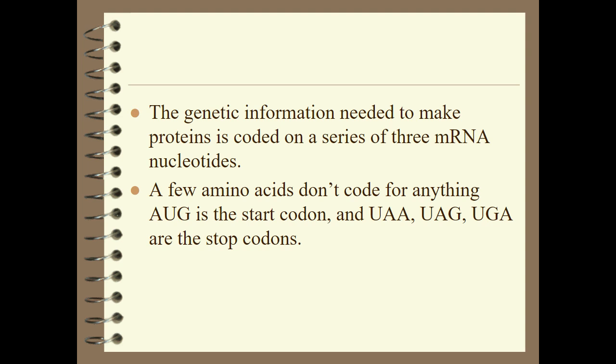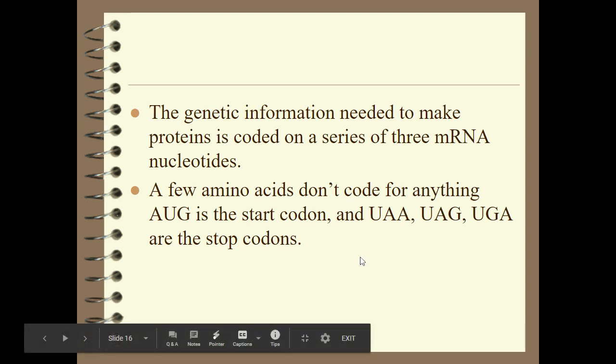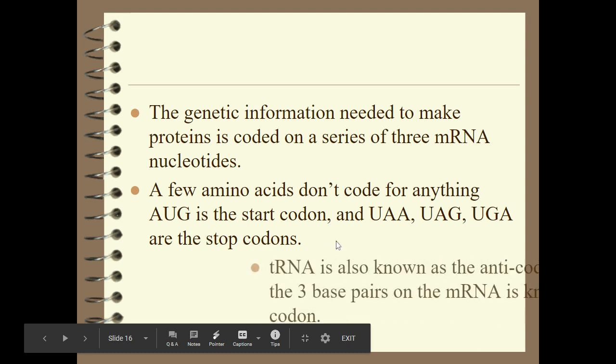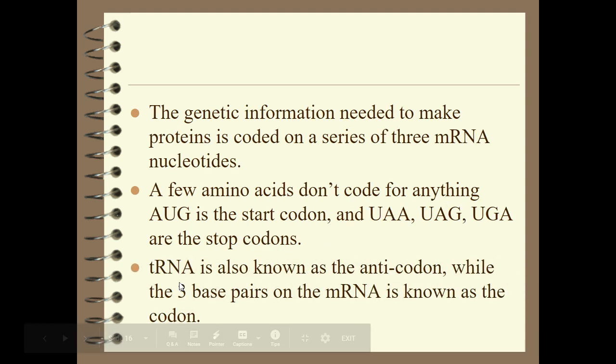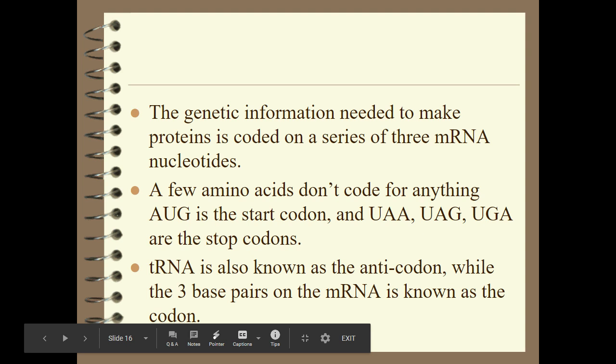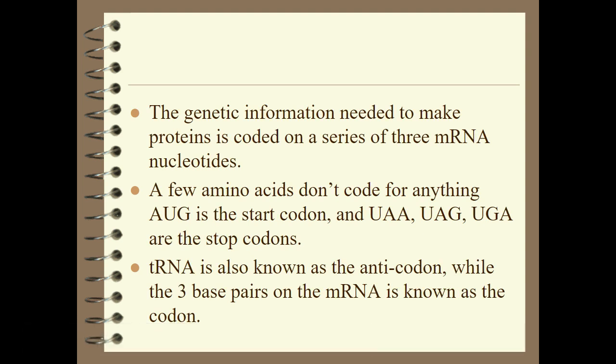A few amino acids don't count for any code. These are your amino acids that don't count for much code. These stop. Transfer RNA is also known as an anticodon, while the three base pairs of mRNA are known as a codon.